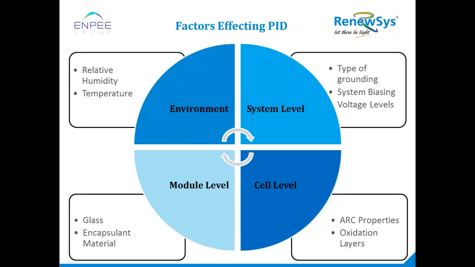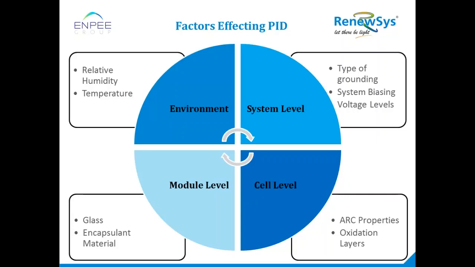Then coming to the module level, the two key components which might contribute to PID are the encapsulant and the glass. From the encapsulant's point of view, the higher the dielectric strength of the encapsulant, the better it is. The encapsulants being used a few years back had a dielectric strength in the range of around 10 power 14. Now, to negate the effect of PID, the dielectric strength has been increased by 10 times, so typically in the range of 5 into 10 power 15. In future, another encapsulant apart from EVA which is often discussed is polyolefin, which has a dielectric strength in the range of 10 power 16, a far better material with respect to PID effects.